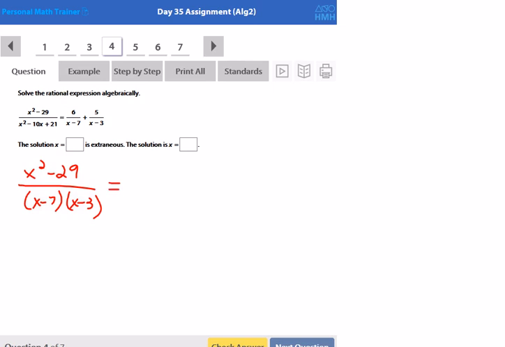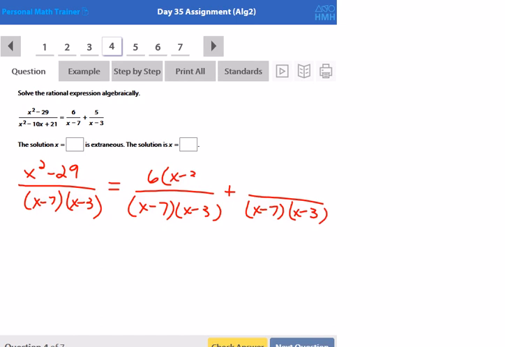Now on this right side, I'm going to have LCD, x minus 7, x minus 3, over, plus, and then x minus 7, x minus 3. The first fraction was missing an x minus 3, so whatever was on top times x minus 3. The second fraction was missing an x minus 7, so whatever was on top times x minus 7. I'll write the second fraction exactly the same. I want to leave my denominators factored.